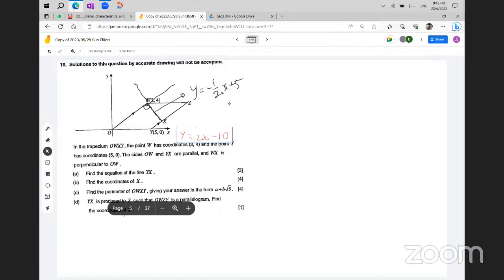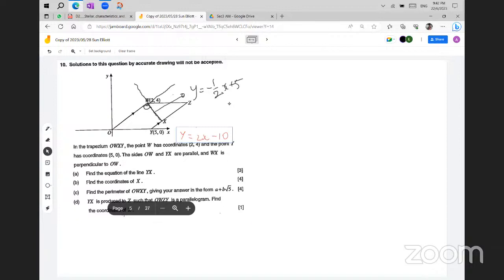So, coordinates of X, quite easy to find, right? Okay, so now we're on part C. Find the perimeter of OWXY given your answers. So perimeter means they want the length, right? Length plus length plus length plus length, right? So we break it down into 4 different lines.